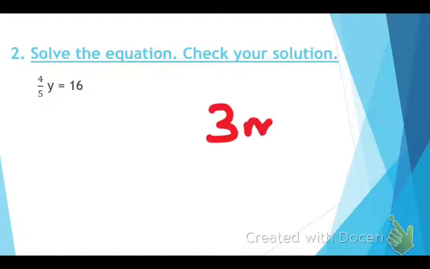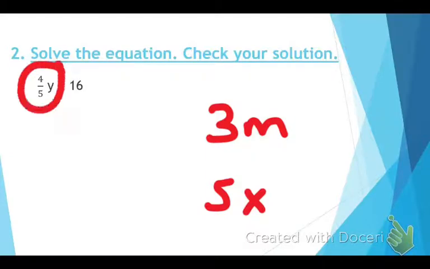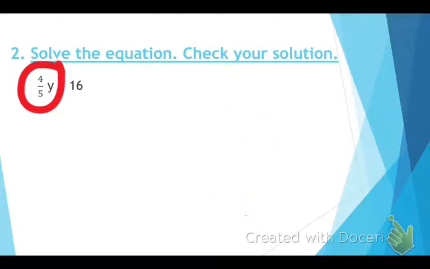If you have a number next to a letter, what does that mean, class? Multiply. That's 3 times m. What is this? 5 times x. So if I were to look at this right here, what does that mean? 4/5 times y. How do I get rid of 4/5 times y? You divide, okay?